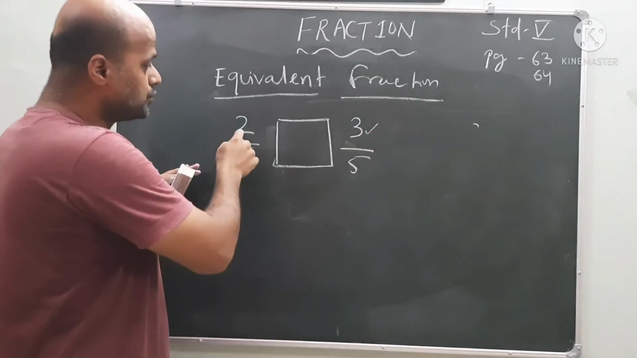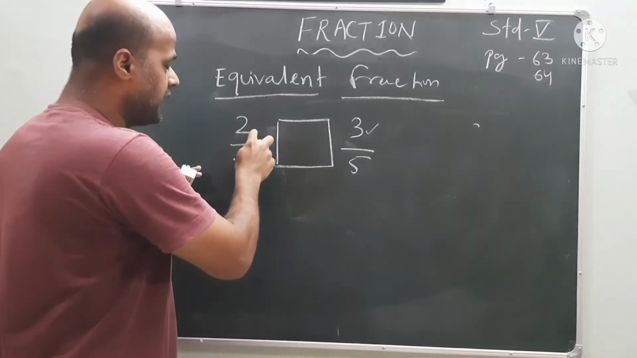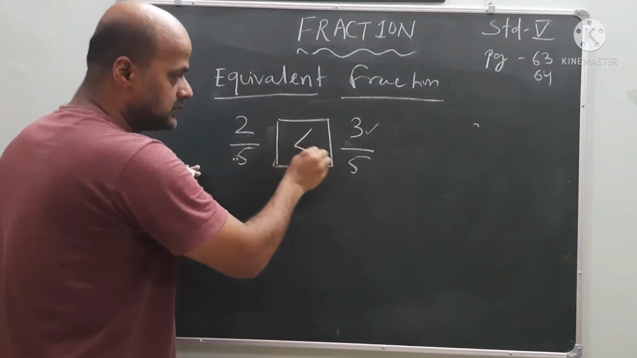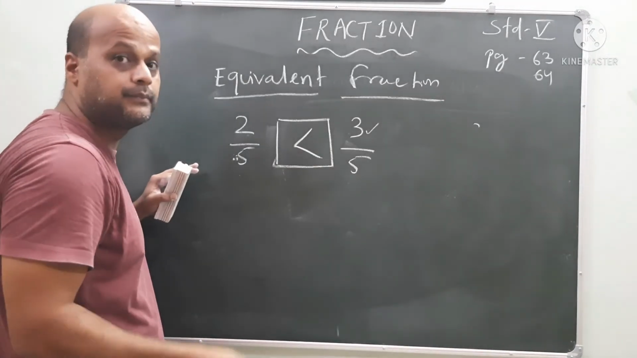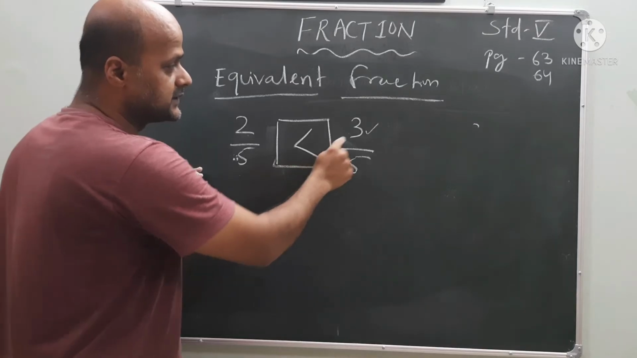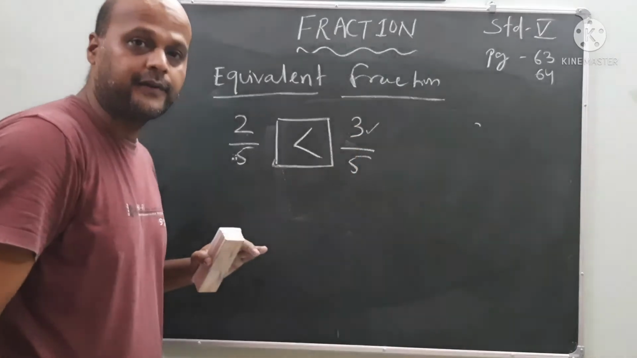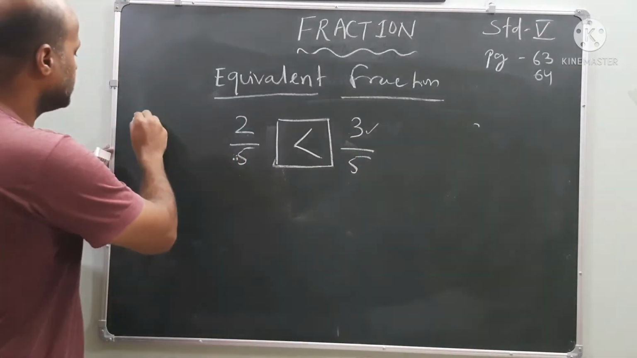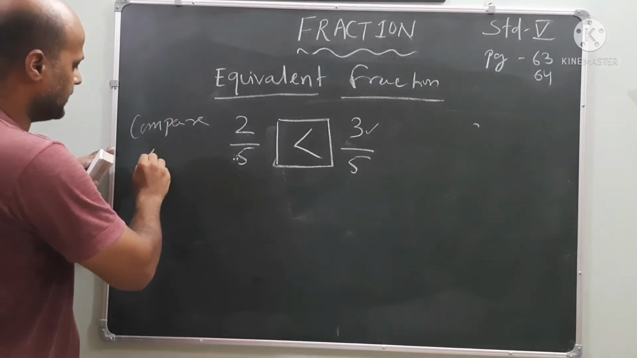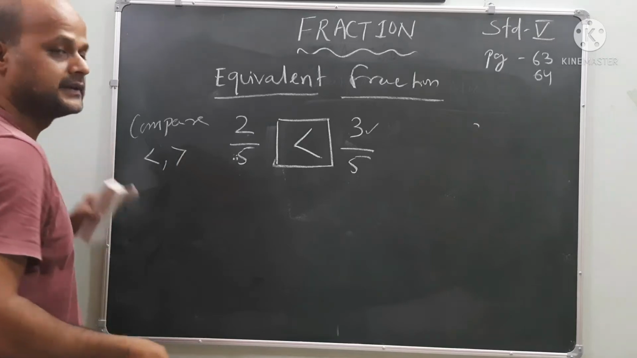3 is greater than 2. Yes or no? So you have to write which symbol. What do you have to write here? It is greater means the curve will be like that. But how will you read it? 2 by 5 is less than 3 by 5. So in your textbook it is there, compare by greater than, less than, in this manner.